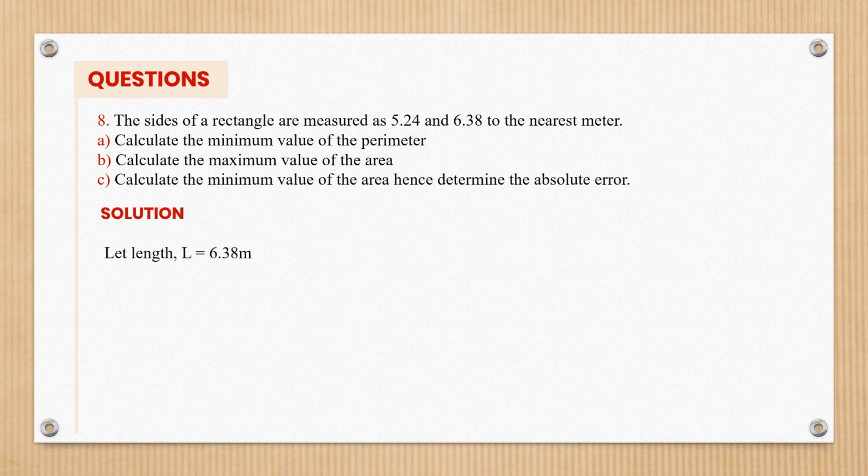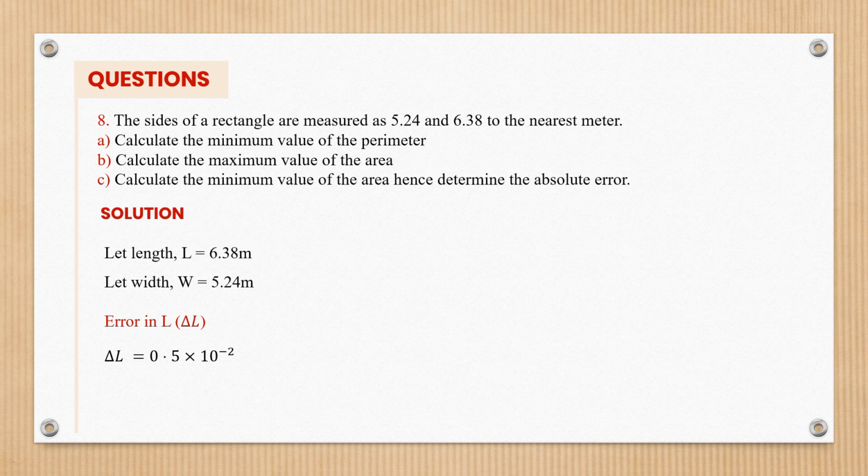Alright, so first of all, we're going to let the length L be 6.38 meters. The reason we know that L is the length of a rectangle is because in a rectangle generally, the length is the longer side, and definitely 6.38 is the bigger value compared to 5.24. So 5.24 shall be the width of the rectangle. Then we're going to let the width W be 5.24 meters. So now we're going to first look at L. Let's deal with L.